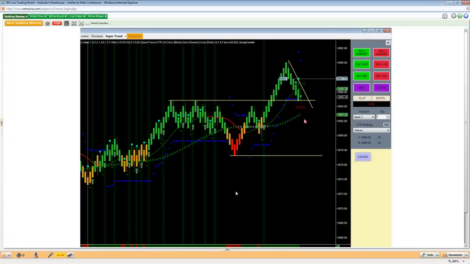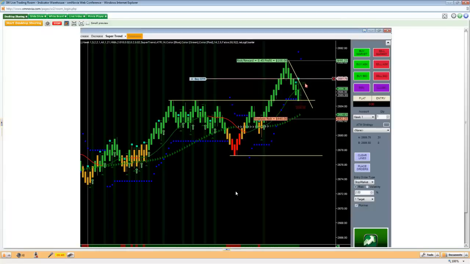So I could have left my order the way it was. I'm just going to incorporate the macro. You see, if this hash mark prints, it's going to print just on the other side of this little bull flag that I've drawn. And it should pick it up here, because we are anticipating the buyers to come back into this market from here.